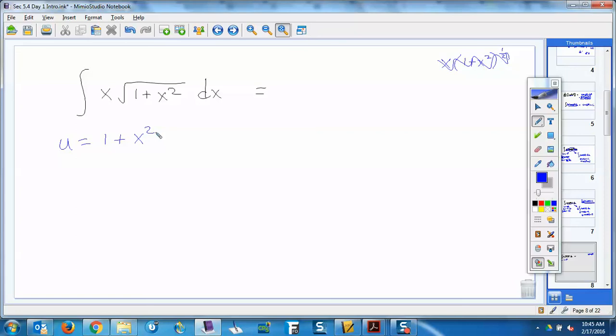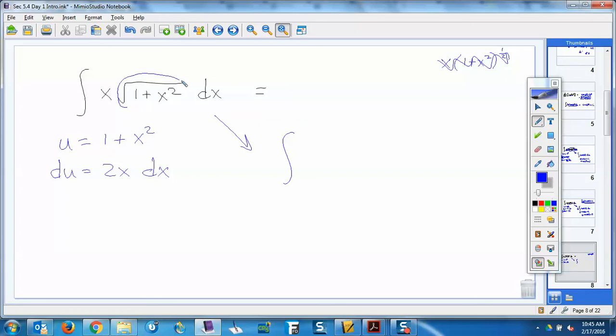So that's why after a day or two of this, my hope is you would look at one like this, you go, oh yeah, let u be 1 plus x squared because the du will be 2x dx. I got an x dx sitting right there. Perfect. Just what I want. Okay? So, du, the derivative, is going to be 2x dx, and now I'm ready to start subbing.